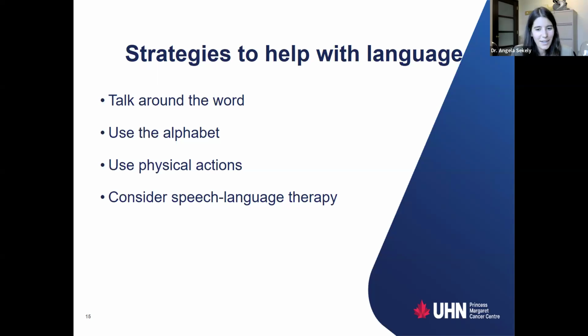Scan through the alphabet to see if any letter prompts your memory of the word. Again, you're really just trying to prompt your brain to find that word in different ways. Use physical action. Sometimes acting out the words with your hands or body parts can help in recalling it, or can help the person you're trying to talk to guess the word you're thinking of. And then, of course, things like speech language therapy exist. So if there's really a lot of problems expressing yourself or understanding, this might be a good avenue to explore.